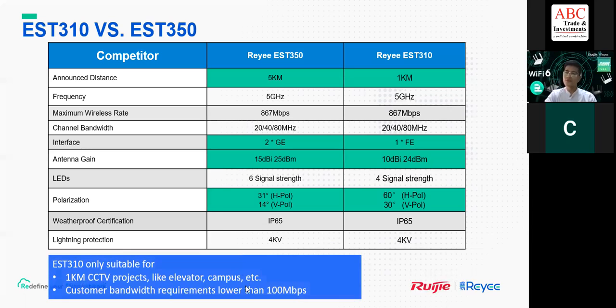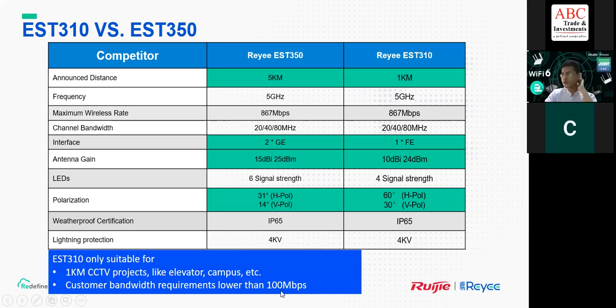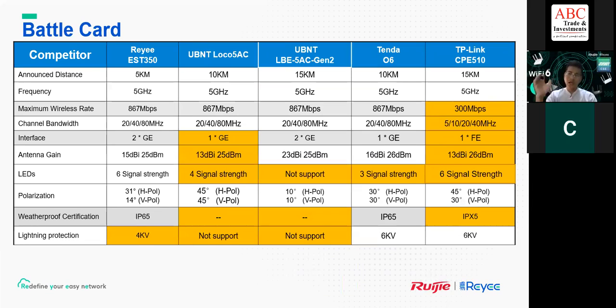Okay, here is the send note. As I mentioned before, you have to choose the ESC310 for requirements of less than 100 Mbps. Okay, you can choose this. So here are the highlights I have for our product and the competitor products. As you can see, we compare with some other brands.